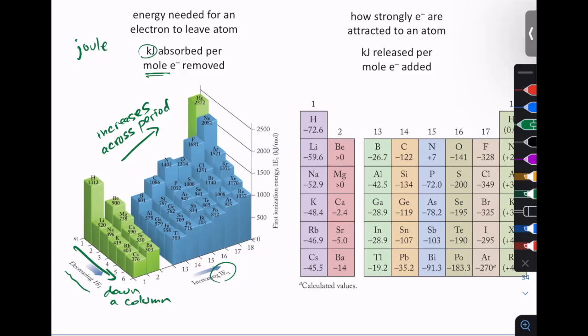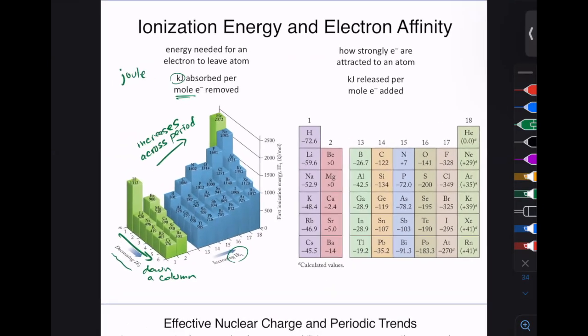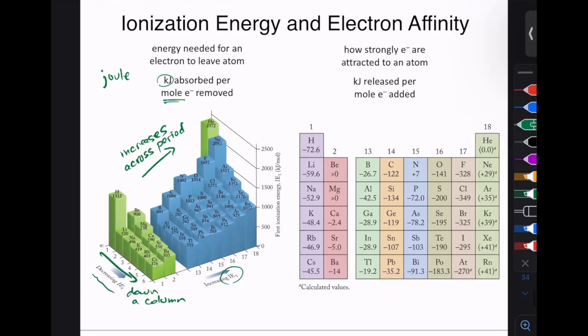It's increasing. On the right is a related trend that I haven't talked about yet. That's called electron affinity. So here, IE for ionization energy and EA for electron affinity. It's just the reverse. Affinity is how much you love something, okay? So electron affinity, the higher the electron affinity is, the more that atom wants to get electrons.